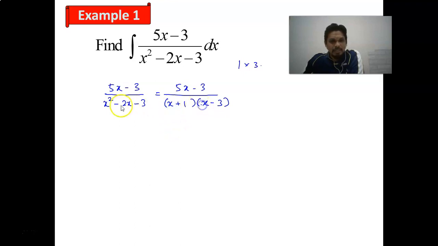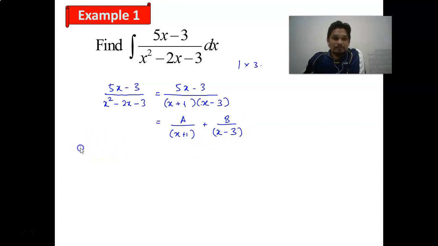x times x, x squared. x times negative 3, negative 3x. 1 times x equals x. So negative 3x plus x, negative 2x. 1 times negative 3, negative 3. So we come out with a divided by x plus 1 plus b divided by x minus 3. Do you all still remember this? Good. Hopefully all of you still remember that.